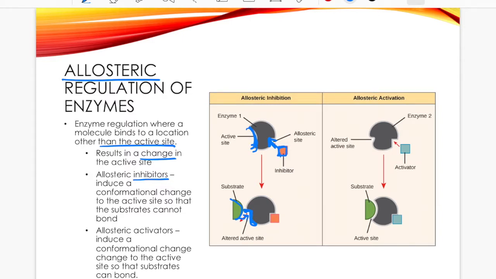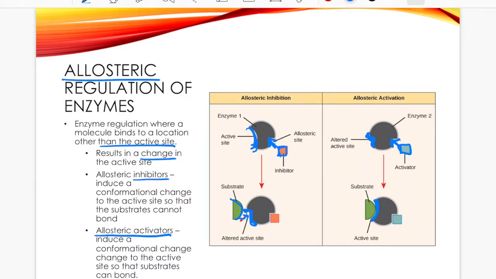You can also have allosteric activators. And in an activator situation, the activator binds to the enzyme, and it changes the active site from a non-working active site to a working active site. So it turns the enzyme on so that the substrate can bind.